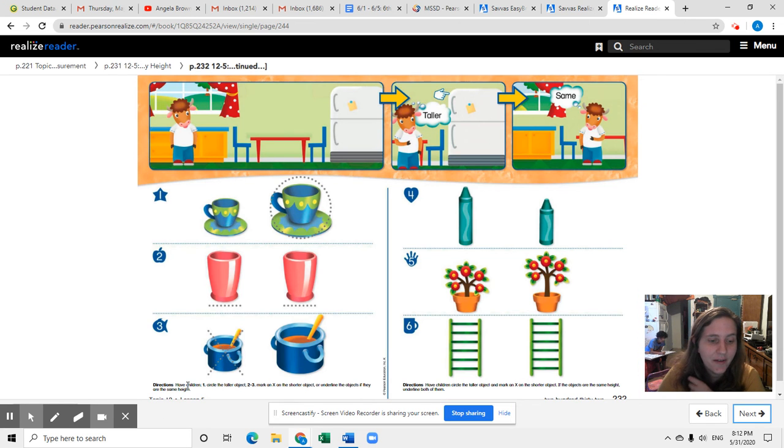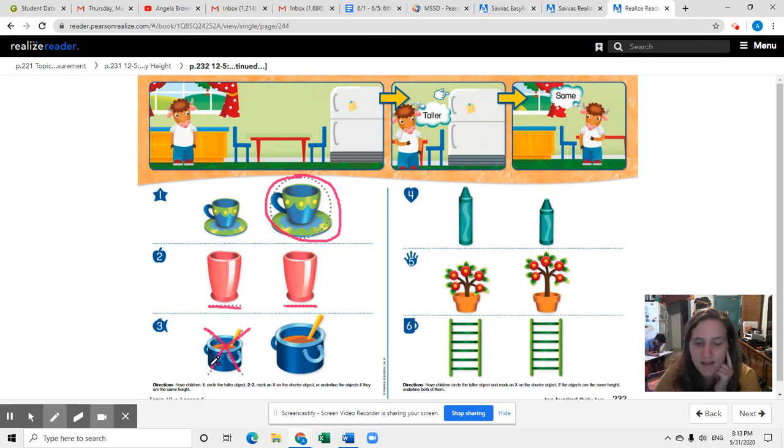All right, let's go to the middle. Right here, you're going to circle the taller object for number 1. So it actually already does it. Which one's taller? This one's taller when you compare them, so you can circle that. For number 2 and number 3, you're going to mark an X on the shorter object or underline if the objects are the same height. So these 2 objects are the same, so you're going to underline them. For number 3, the object that's shorter, you put an X on it, just like that.